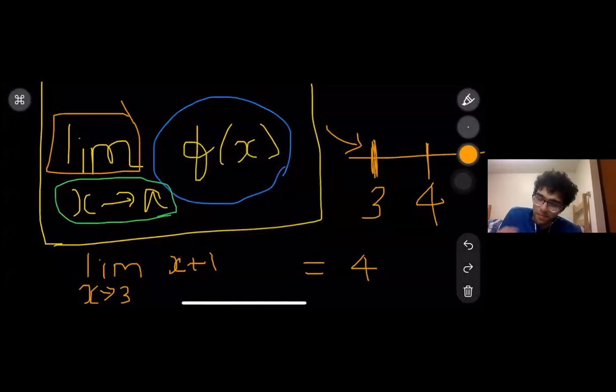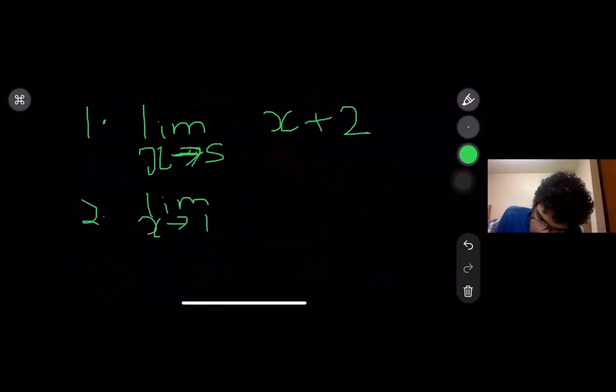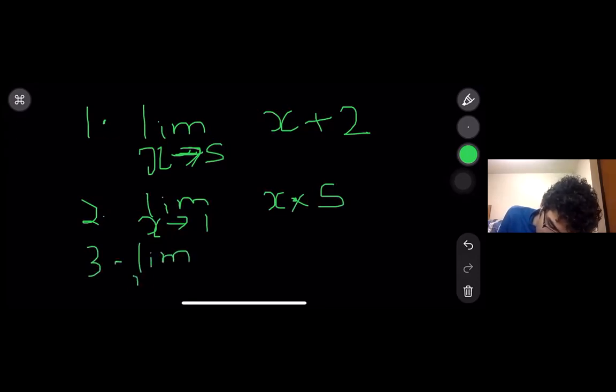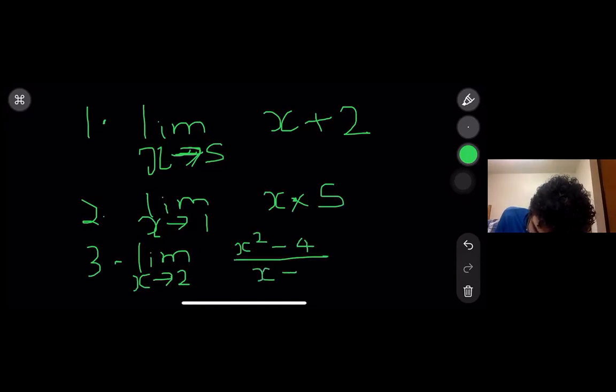Okay, let's do some simple exercises. Can you all solve this? The first question I'm giving is limit x tends to 5, x plus 2. If you want to give me the answer, type it in the chat. Second question is limit x tends to 1, x times 5. And lastly, limit x tends to 2, x squared minus 4 divided by x minus 2.